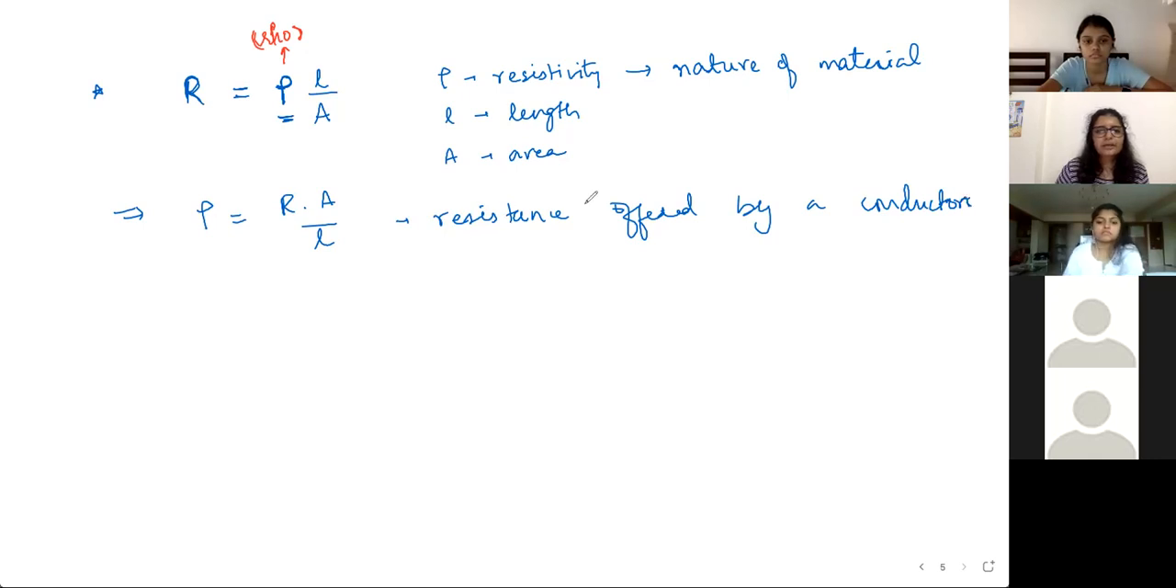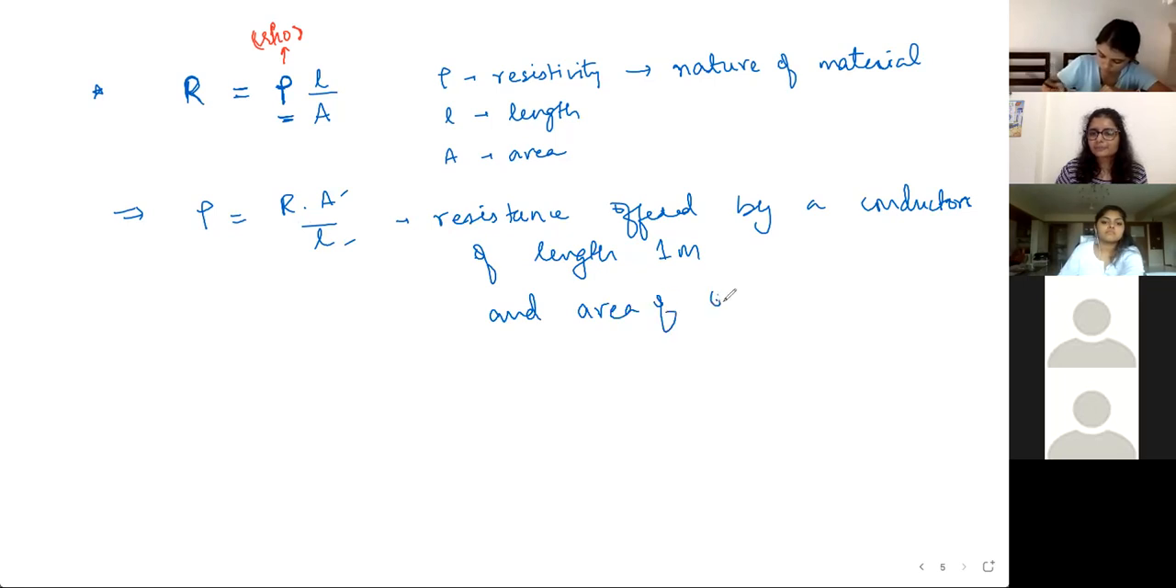Because look at it. If area is 1 meter square and length is 1 meter, then rho will be equal to R. The resistivity will be equal to the resistance. So it is the resistance offered by a conductor of length 1 meter and area of cross section 1 meter square. Make everything else that you can control 1, and you get this. All right. So talking about conductivity.